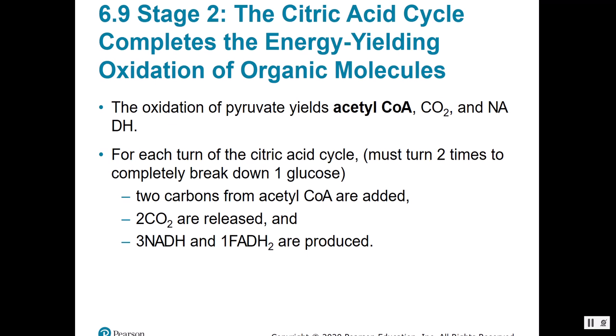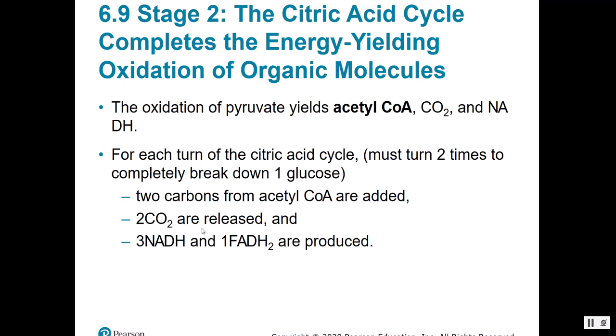Okay, now for each turn of the citric acid cycle, we get 2 carbons from acetyl-CoA, 2 carbon dioxides, 3 NADHs, and 1 FADH2. Now, I want you to be really careful here. In order to completely break down a glucose, we have to turn the citric acid cycle 2 times, okay? That's because we've got 2 pyruvates. Remember, 2 pyruvates are going to come in here. 1 pyruvate is going to form 2 acetyl-CoAs, 2 carbon dioxides, 3 NADHs, and 1 FADH2.